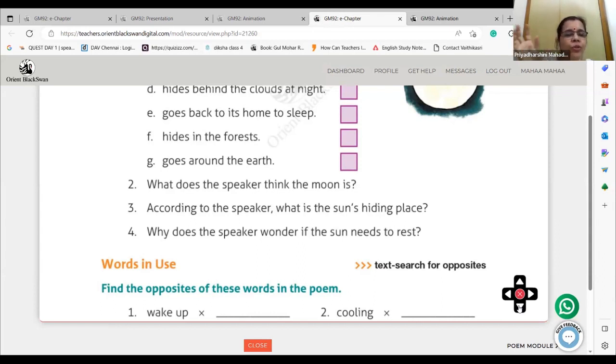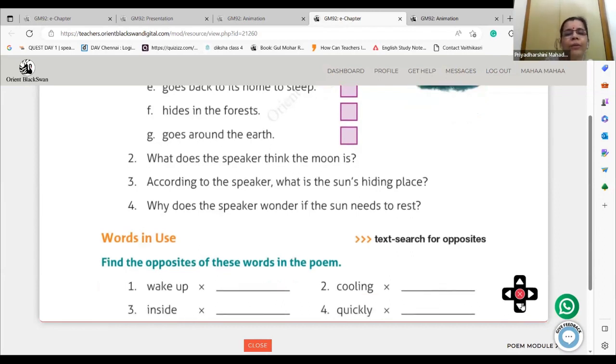Yes, it is moving all around the world. It is spreading so much of light and it also gives a lot of warmth to the world. So it needs some rest, according to the poet. But does the sun take rest? No, ma'am. That we have to teach the children. That also we have to tell them scientifically what happens.